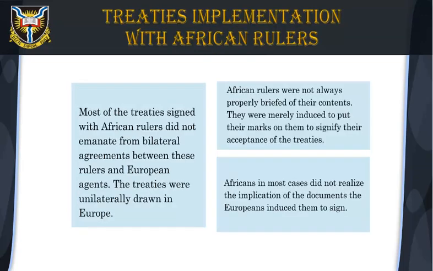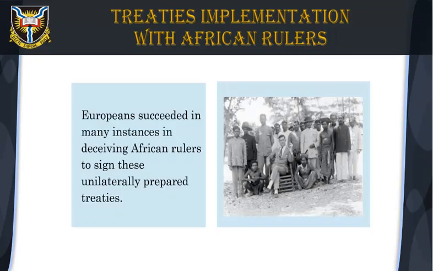Treaties implementation with African rulers. Most of the treaties signed with African rulers did not emanate from bilateral agreements between these rulers and European agents. The treaties were unilaterally drawn in Europe. African rulers were not always properly briefed on their contents. They were merely induced to put their marks on them to signify their acceptance of the treaties. Africans in most cases did not realize the implication of the document the Europeans induced them to sign. Europeans succeeded in many instances in deceiving African rulers to sign these unilaterally prepared treaties.